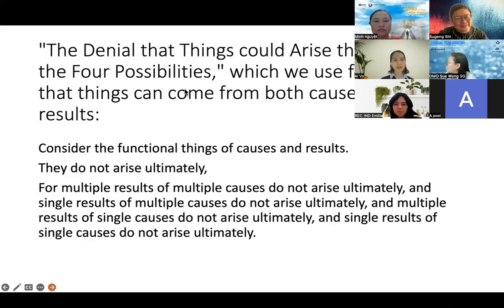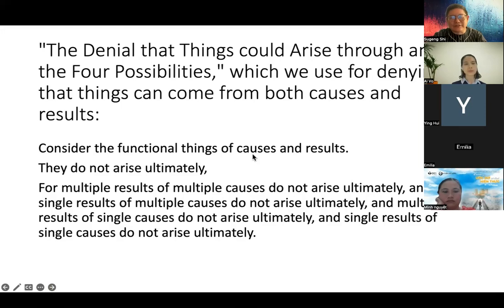Okay, the fourth one is also very close. The denial that things could arise through any of the four possibilities. You see, we use the four possibilities again, which we use for denying that things can come from both causes and result. The second one, we talk about the cause. The third one, we talk about result. The fourth one, we talk about causes and results. Now let's see.